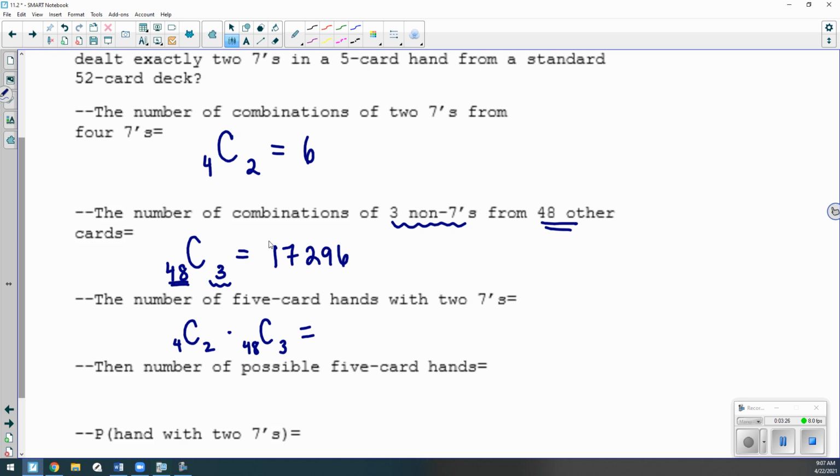So to figure out the number of 5-card hands that have 2 sevens, I'm going to take 6 times 17,296. And on my calculator, that will tell me 103,776. I don't need to show you how to multiply on the calculator. I know you know how to do that.